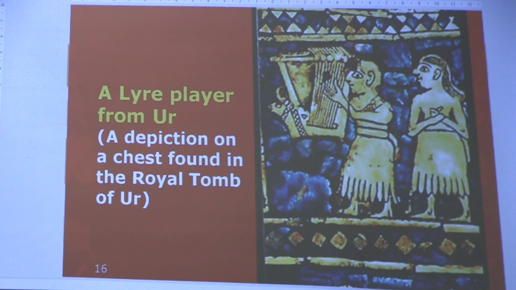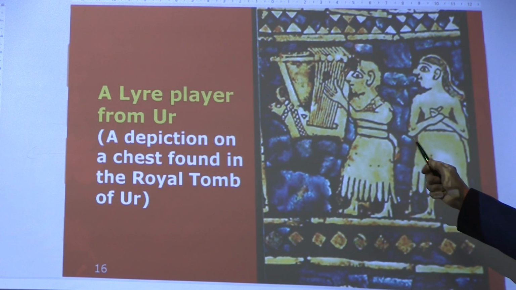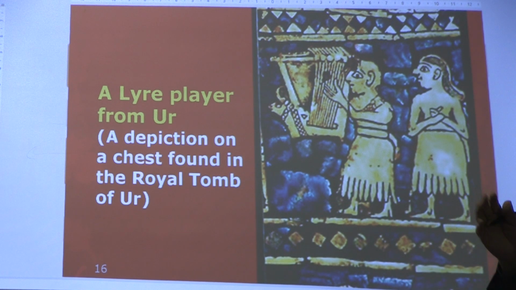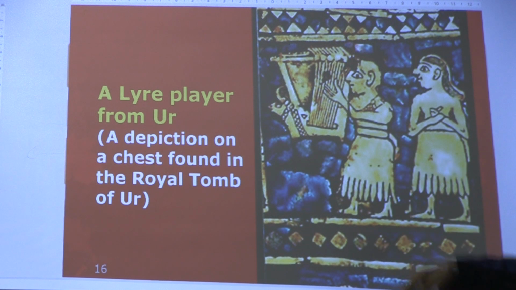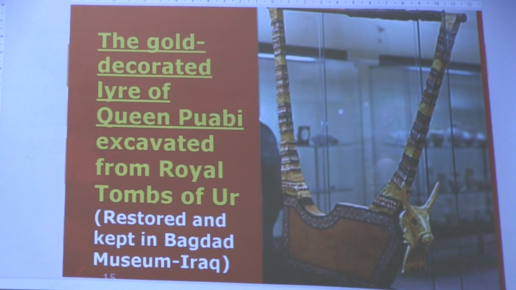Now we see how they used it. They just used it as we use a lyre today. You can see a man playing the lyre. Also, this is a drawing or painting or depiction on a wooden chest. There are many other figures, but this is the one with the lyre. So the one that we saw before is the oldest musical instrument in the world, as far as we know.